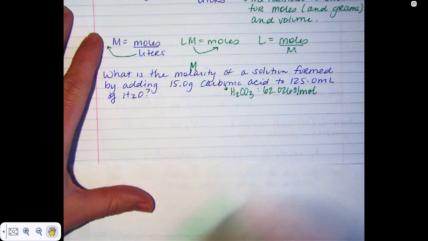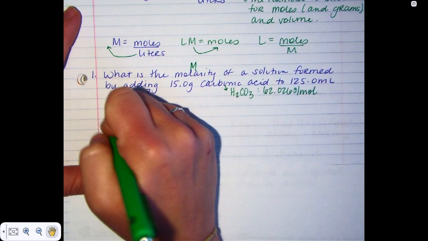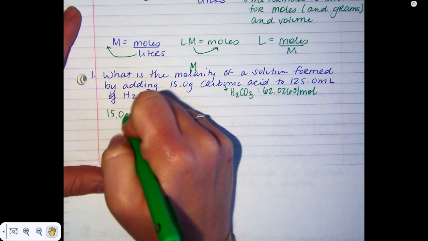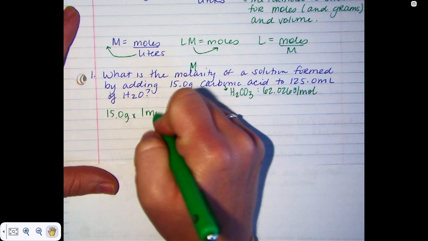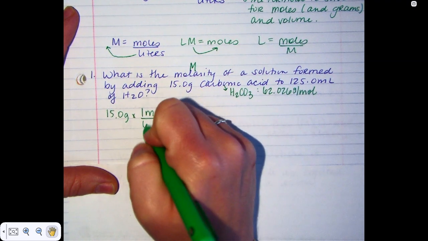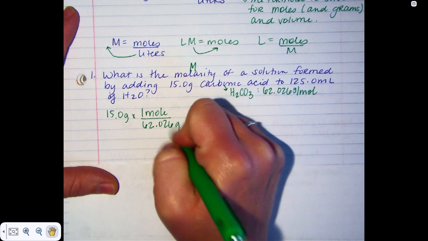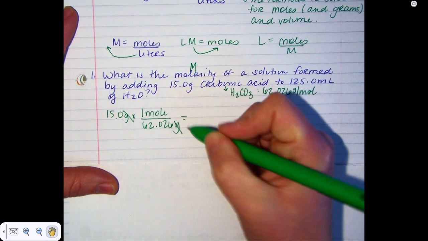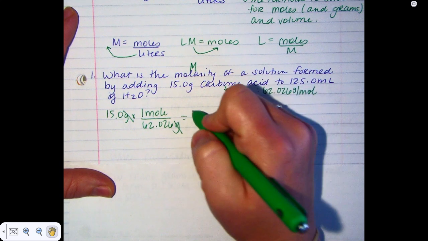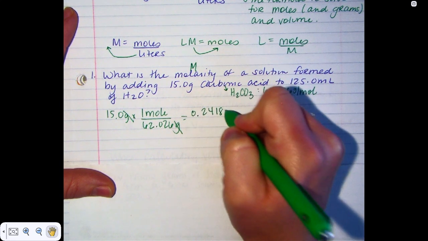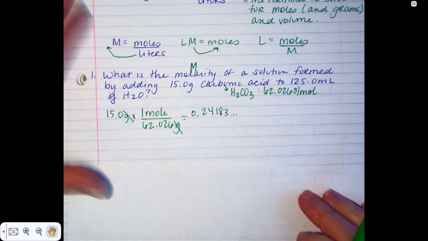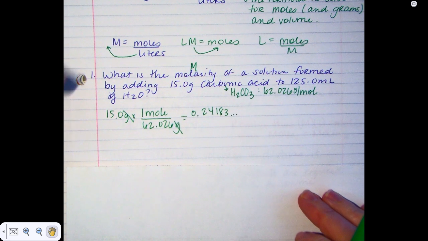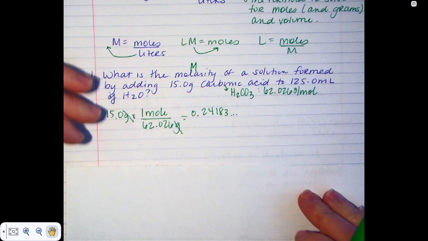All right, so to get from grams to moles, I know that means I'm going to divide by the molar mass. So I'm going to take my 15.0 grams times 1 mole over the molar mass, which is 62.026 grams. My grams cancel. It's going to put me in moles. And this is going to come out to 0.24183... I'm going to keep the whole number in my calculator because this is not my final answer and I don't want to sig fig too early and then throw off my final answer. So I'm just going to use the whole number.